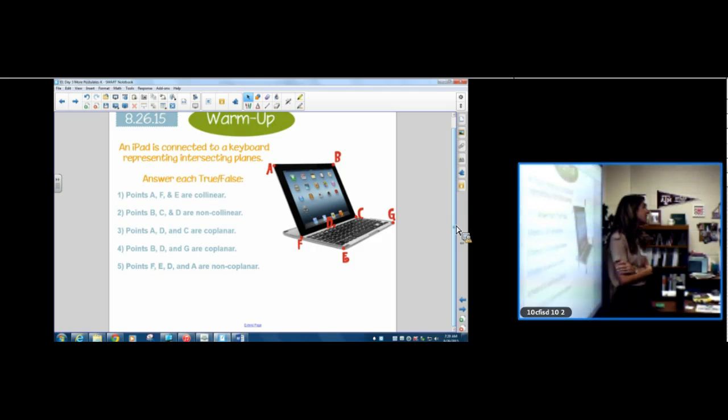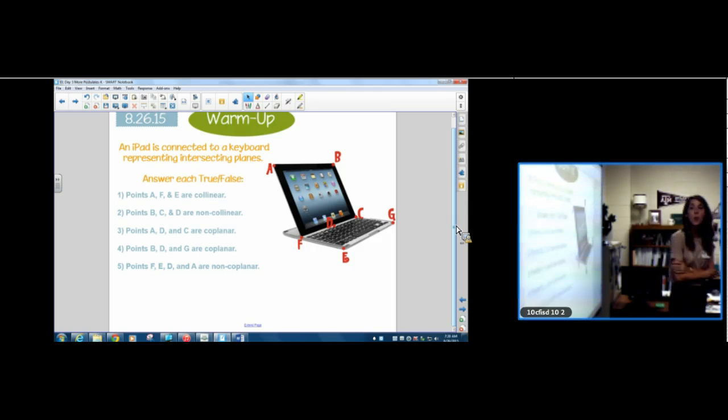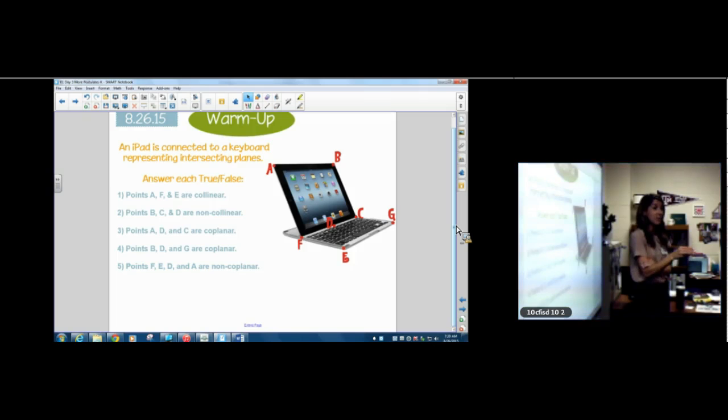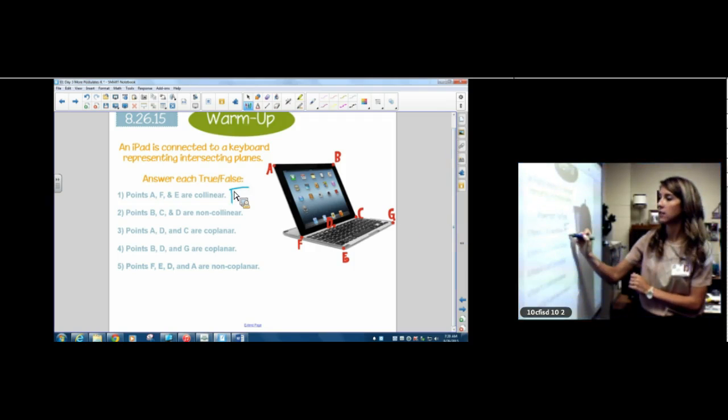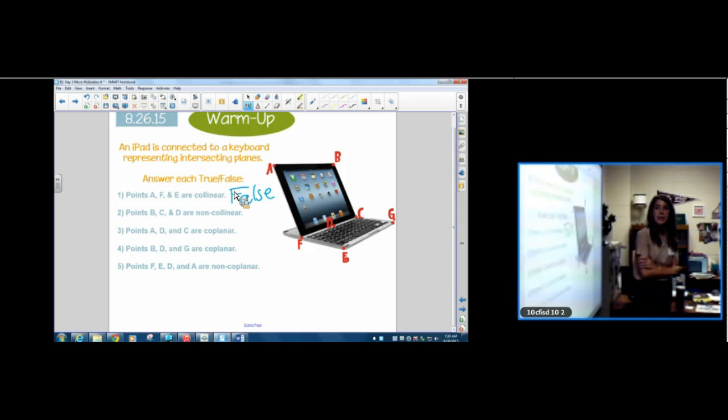Collinear. So co means same, and linear kind of means line. Very good. So are these points on the same line? Like you were saying, could I draw a line through those points? So A, F, E. Could I draw a straight line that goes through A, F, and E? It would bend. See how it bends here? Right here it bends. So the first one is false.